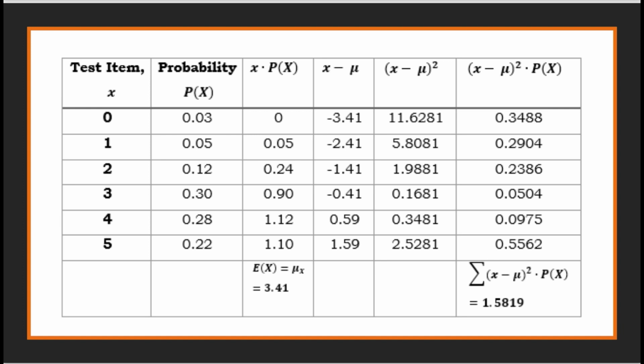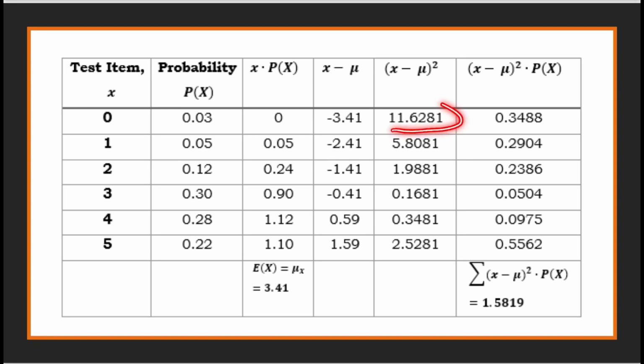And then, by adding the fifth column, let's square this. The square of negative 3.41 is positive 11.6281. The square of negative 2.41 is positive 5.8081. The square of negative 1.41 is positive 1.9881. The square of negative 0.41 is 0.1681. The square of 0.59 is 0.3481. The square of 1.59 is equal to the positive 2.5281.